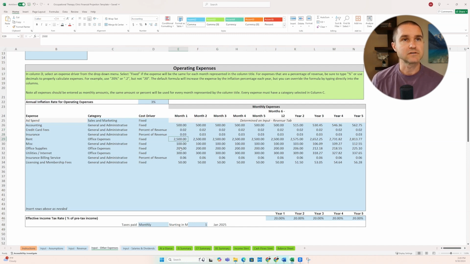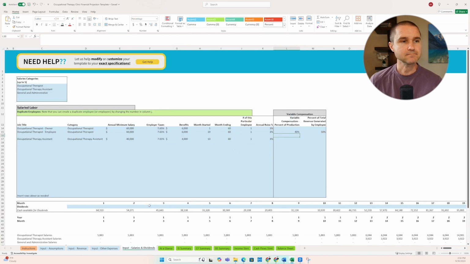And then you have insurance at 3%, rent, let's say that's $2,500. You'd enter in your own assumptions here. And then here we have a relatively big expense, insurance billing service. So let's say you hire a third-party insurance billing service, and they may charge you based on a percentage of revenue. And so we have that set to 6%, and that can vary depending on who you use, what exact services they're actually providing.